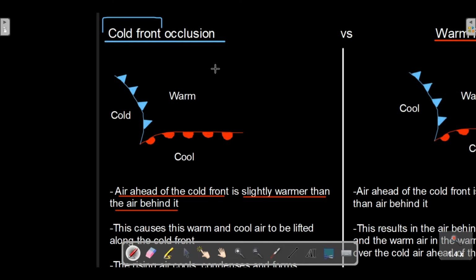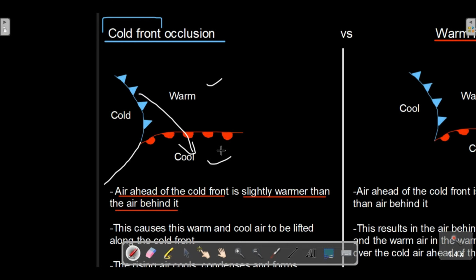Sorry about this MS and this MS. Remember, all of this is ahead. This is in front. This is the cold front, right? So this is all ahead of the cold front. So we're actually referring to both of these MSEs. So we're saying that the air ahead of the cold front is slightly warmer than the air behind it.